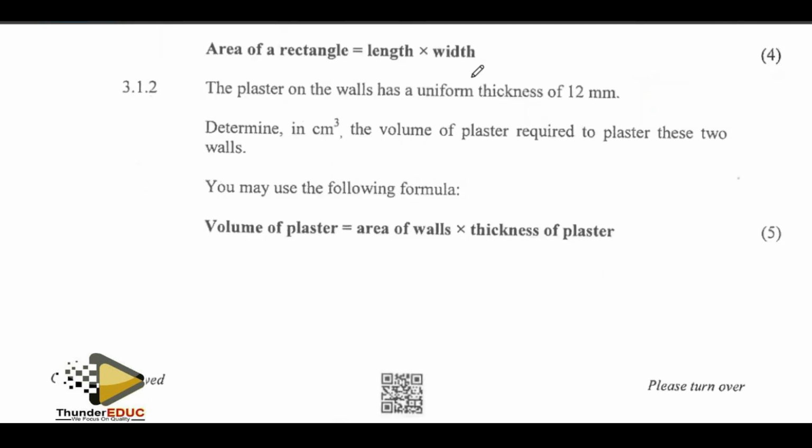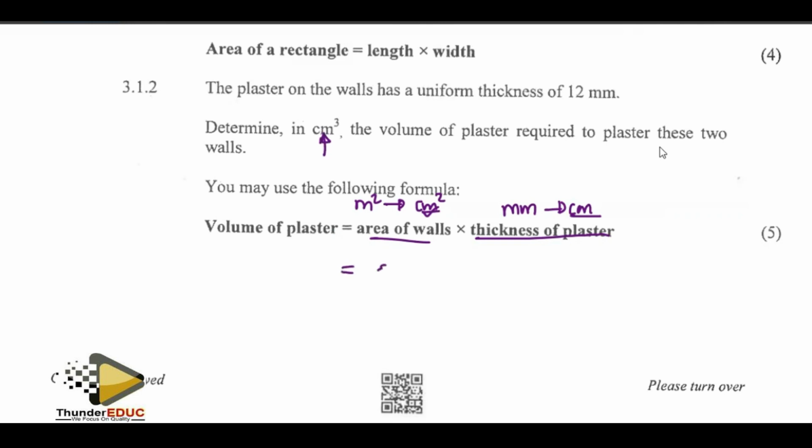The plaster on the walls has a uniform thickness of 12 millimeters. Determine in centimeters cubed the volume of plaster required to plaster these two walls. Remember, volume equals the area of the wall times the thickness. The area of the wall is in meters squared. We need to change the meters squared to centimeters squared, and we need to change the thickness to centimeters. Why am I changing to centimeters? It's because they want the final answer in centimeters cubed.